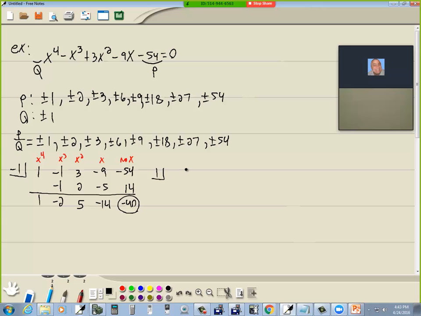So we go on to the next one, 1. Add, multiply, add. Do you feel good about the synthetic division part? Okay, I'll go a little bit faster on that then. Negative 60, so that doesn't work. So we go to our next one, which is negative 2.